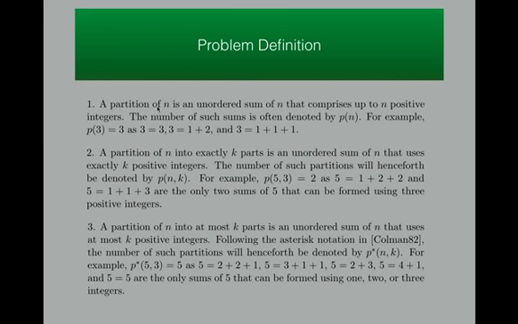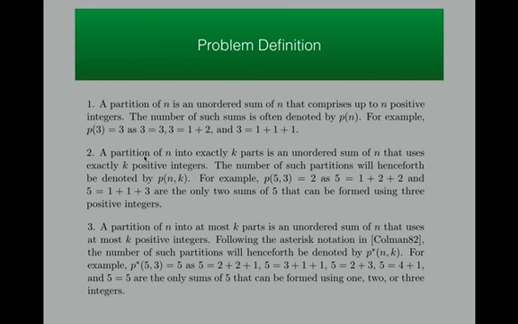A partition of n is an unordered sum of n that comprises up to n positive integers. We will denote this number by Pn. For example, P3 is equal to 3, as we can express 3 as a sum of the first three positive integers in precisely three ways.